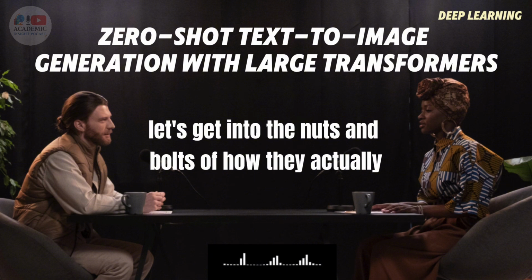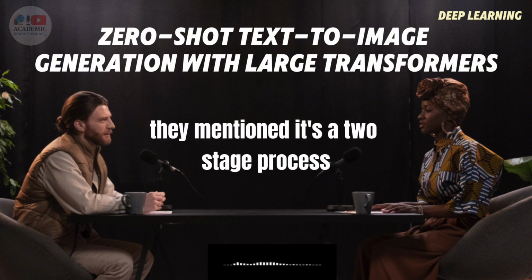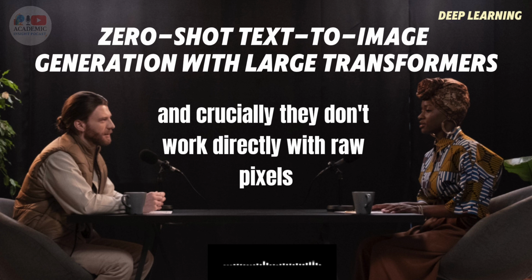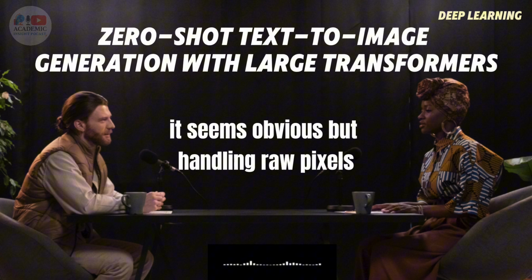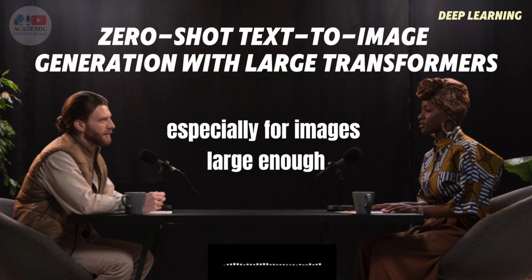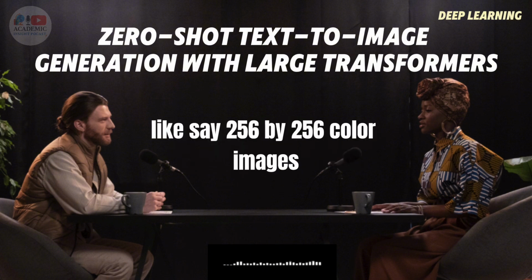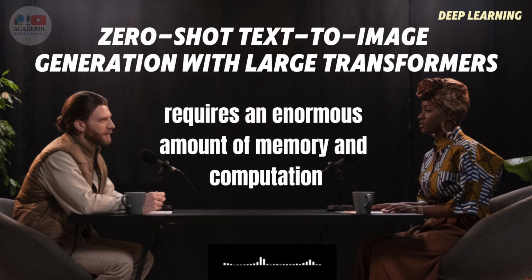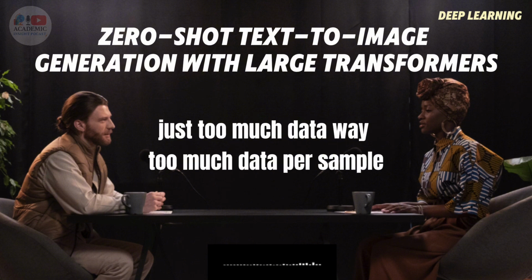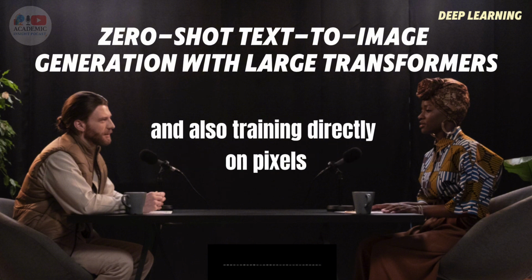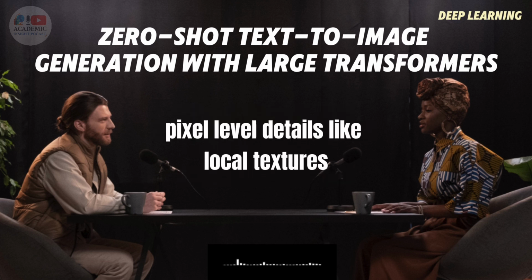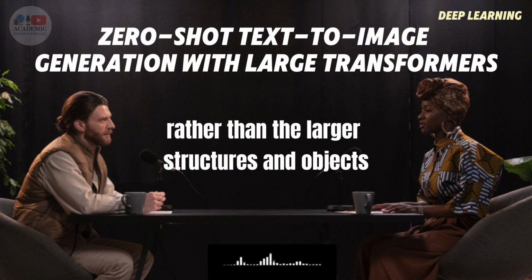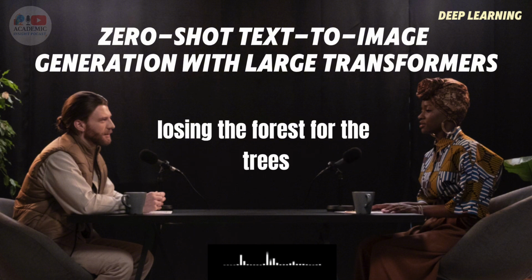Okay, let's get into the nuts and bolts of how they actually implement this. They mentioned it's a two-stage process, and crucially, they don't work directly with raw pixels. Why avoid pixels? Seems like the obvious way to represent an image. It seems obvious, but handling raw pixels, especially for images large enough for interesting details like, say, 256 by 256 color images, requires an enormous amount of memory and computation, especially for a model of this scale. Just too much data. Way too much data per sample. And also, training directly on pixels can sometimes lead models to focus excessively on tiny pixel-level details like local textures rather than the larger structures and objects in an image.